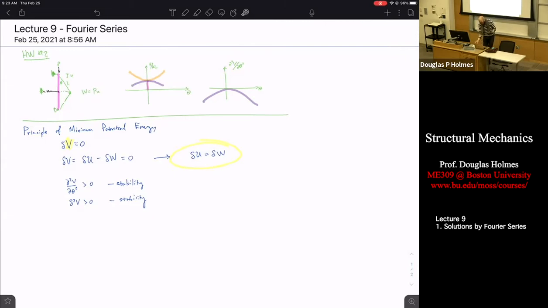And the cool thing is, I think the technique we're going to use is probably familiar to you. You probably used this in a heat transfer class. It's the idea that we can use a Fourier series as a way to guess the deflection of a beam. So let me tell you what I mean by this. Let's look at a problem where this is a problem you can solve exactly.